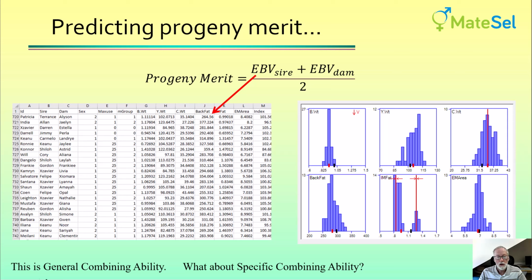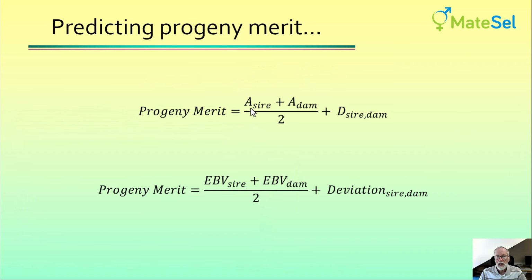So this is what's often thought of as general combining ability, but what about specific combining ability, where the specific combinations of males and females has an impact? Normally we use average or additive effects and dominance deviations to predict progeny merit. In general, we're looking at the average of the EBVs plus some form of deviation from that prediction, which is peculiar to the specific sire and dam involved. So how do we implement this in MateCell?